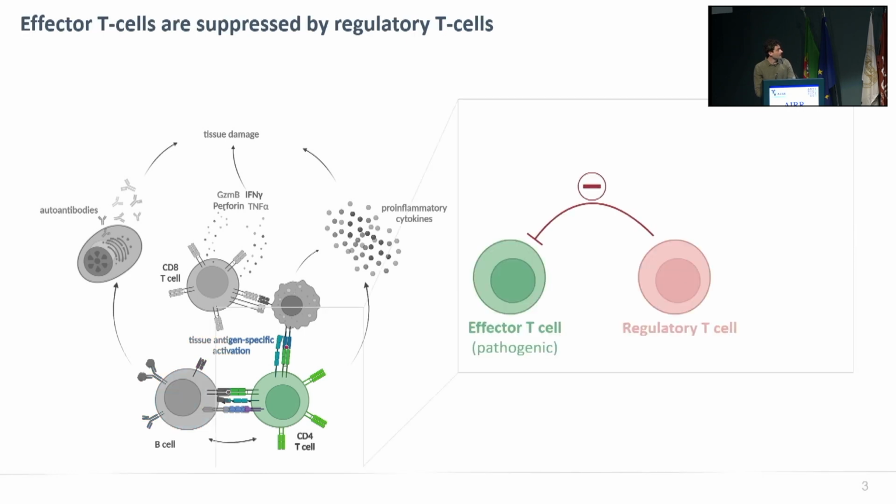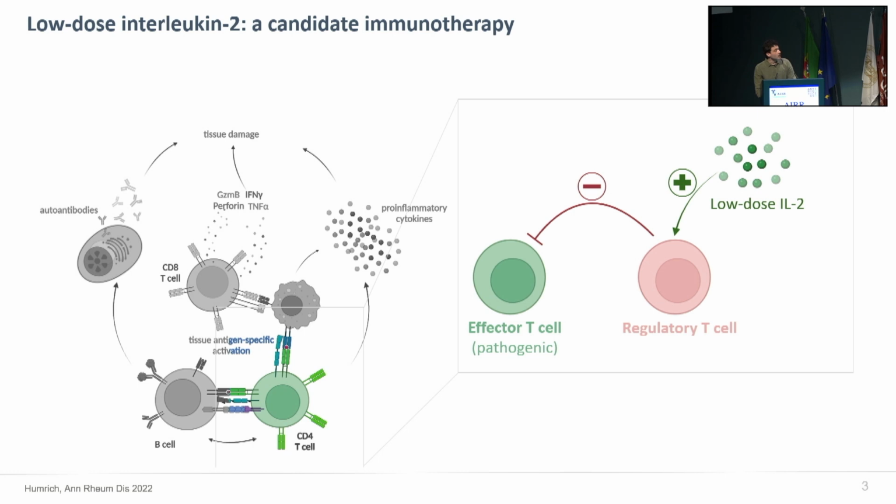So that's my focus. And we can further subdivide CD4 T cells into effector T cells and regulatory T cells that act as suppressors of these cells. And we know that in patients with autoimmune diseases like SLE, there's a deficit, a lack of regulation. So the I3 lab has been at the forefront of studying low-dose IL-2 as a potential immunotherapy for treating such diseases by restoring the balance between regulation and effectors.